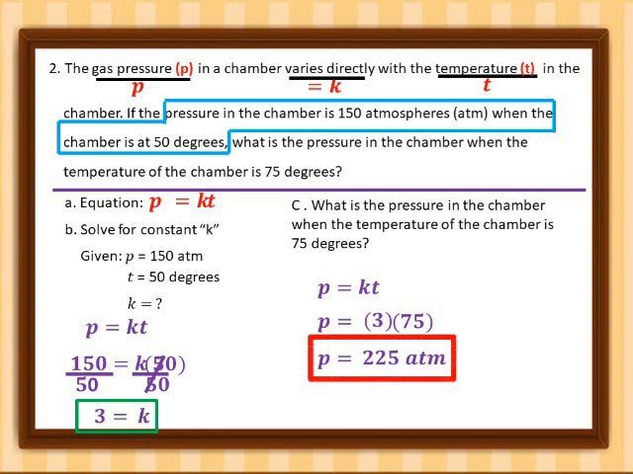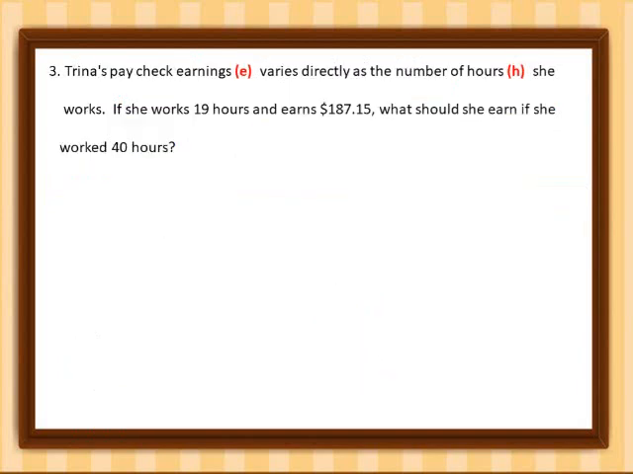Okay, now let's have problem number 3. Trina's paycheck earnings vary directly as the number of hours she works. If she works 19 hours and earns $187.15, what should she earn if she worked 40 hours?